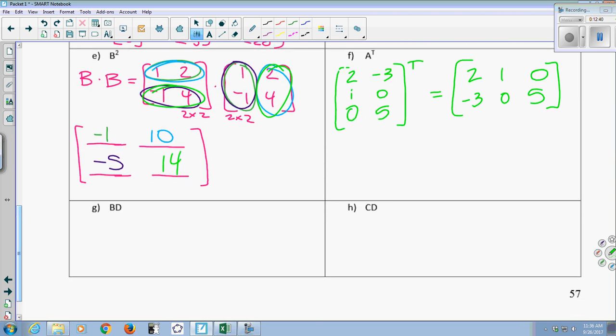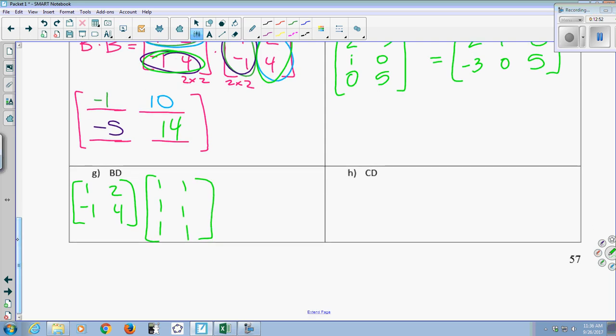Okay, B times D. 1, -1, 2, 4 times D, which is 1, 1, 1, 1, 1, 1. Okay, before I start, check the dimensions. This is 2 by 2. This is 3 by 2. Inner dimensions don't match. This is impossible.